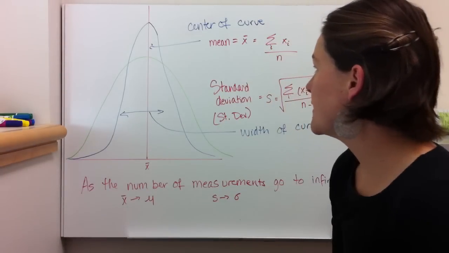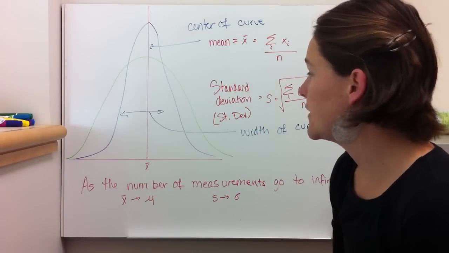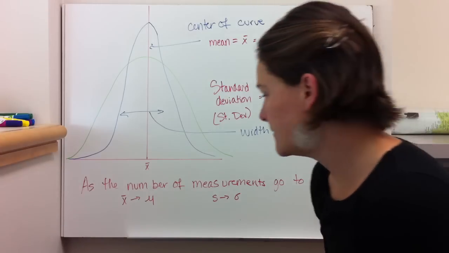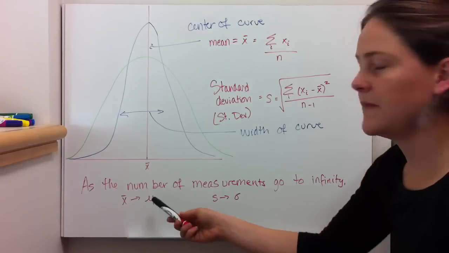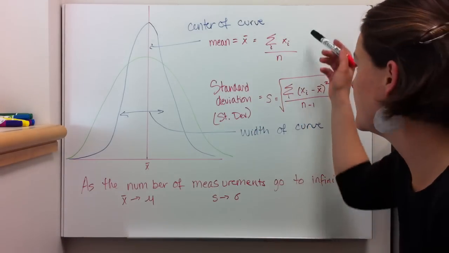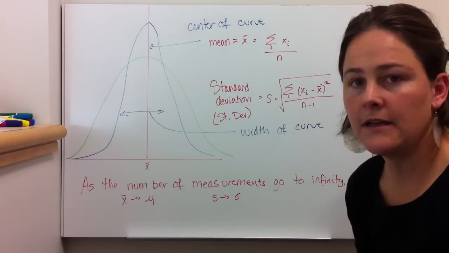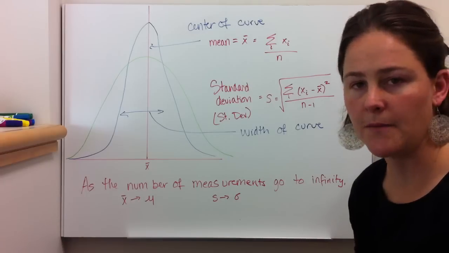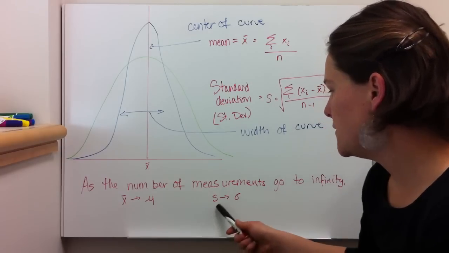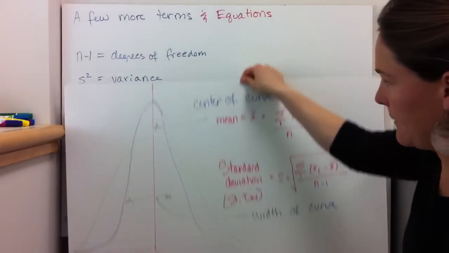The Gaussian curve can actually be several different shapes. The mean is the center of the curve, and the standard deviation indicates the width of the curve. We're going to use x bar for the mean and little s for the standard deviation, and here are the equations to calculate them. As the number of measurements goes to infinity, as you become more representative of a population as opposed to a small set of measurements, x bar goes to mu and s goes to sigma. That's just some terminology we're going to be using.